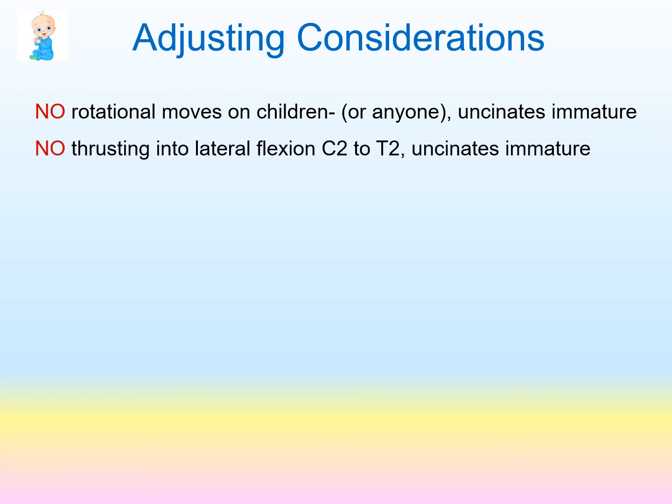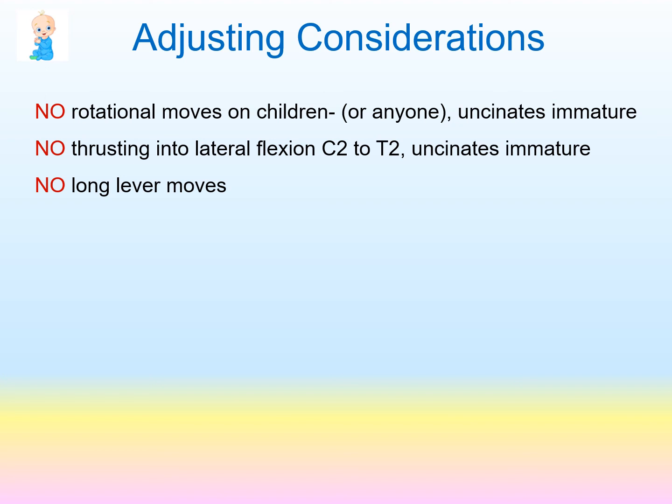No thrusting into lateral flexion from C2 to T2 because the uncinate processes are immature. We have to wait till those uncinates are mature before we could put that patient in a cervical chair type position. I can adjust the patient in cervical chair, but there is little to no lateral flexion. Again, the thrust is P to A and I to S.